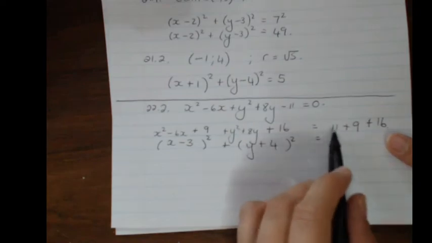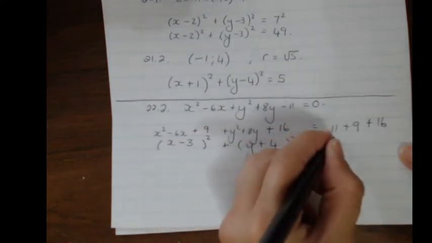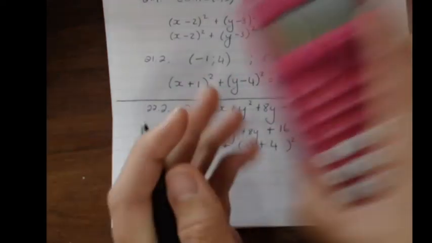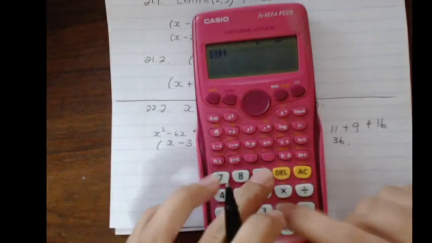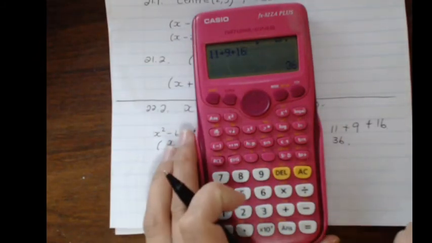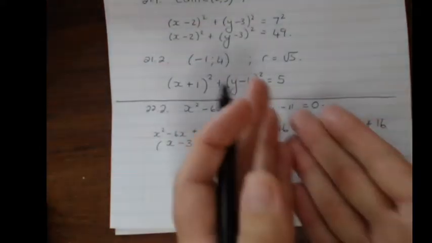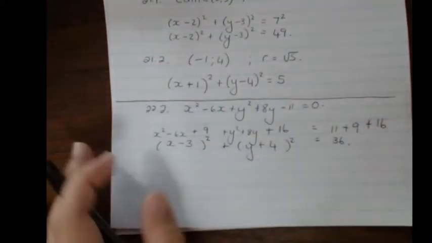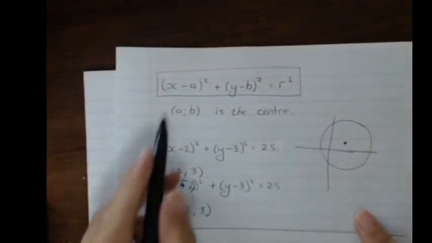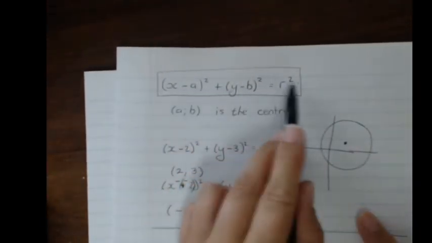Okay, and then 11 plus 9 plus 16, I think it's 36. Let me just double check. 11 plus 9 plus 16, so 36, yep. Okay, and then there you see this is now in the form x minus a squared plus y minus b squared is r squared. Can you see?